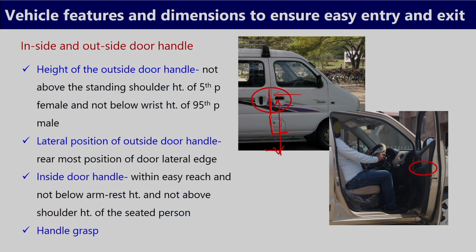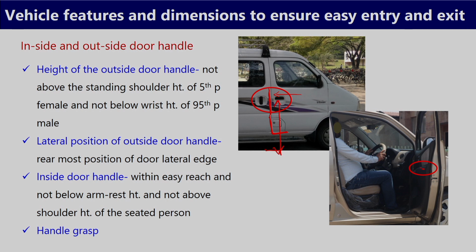Then inside door handle. The inside door handle or cuff handle should be positioned such that it is not below armrest height and not above the shoulder height, so that all the drivers of different body dimensions can easily access the door and easily close the door.